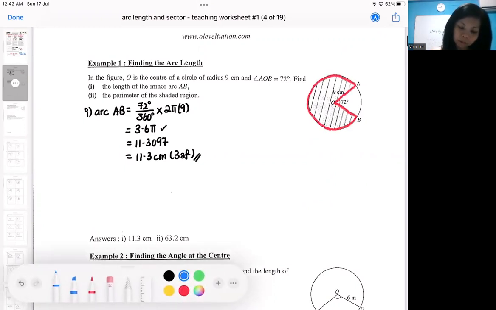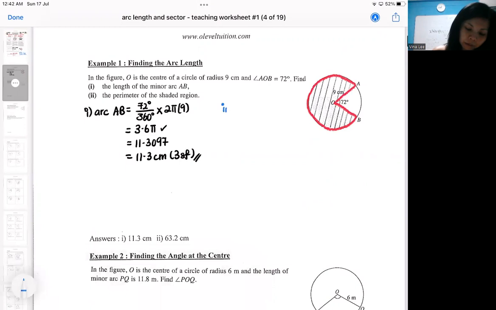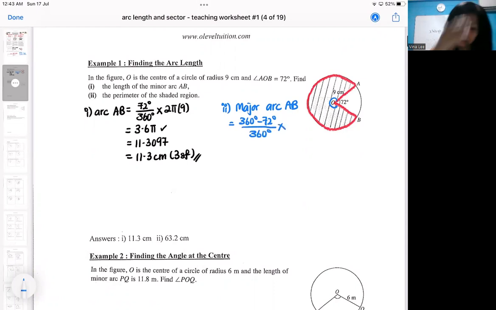So try to get the major arc first. The major arc is still AB, but it is called major because it's the major part of the circumference. So you have to find out this angle first. Once you find this angle, that will create the fraction times 2 pi r.